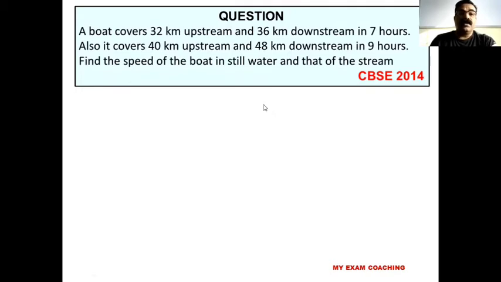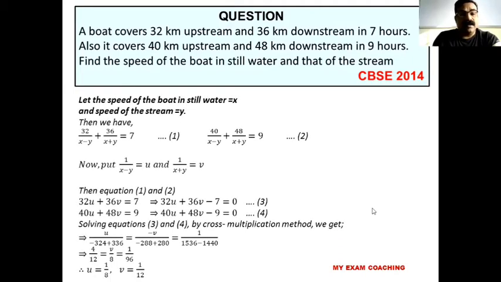A boat covers 32 km upstream and 36 km downstream in 7 hours. Also, it covers 40 km upstream and 48 kilometers downstream in 9 hours. We need to find out the speed of the boat in still water and that of the stream. So for all this type of upstream and downstream questions, students, we have to start with x and y. We need to find out a pair of linear equations in two variables. So we will be taking two variables x and y. So let us solve the question like this.